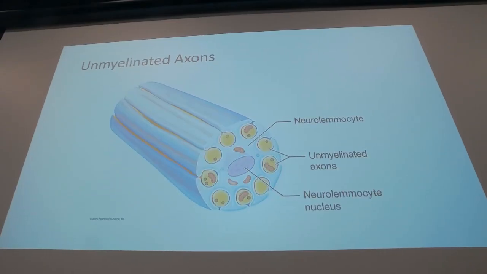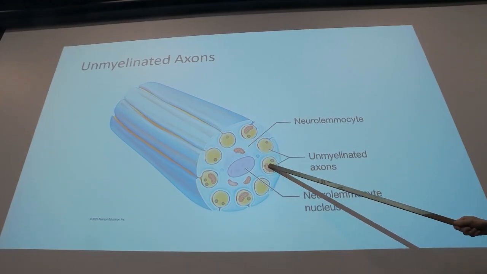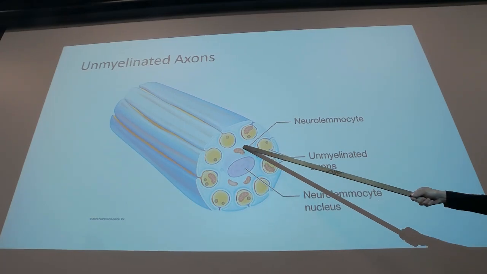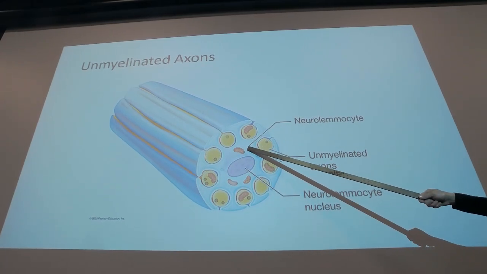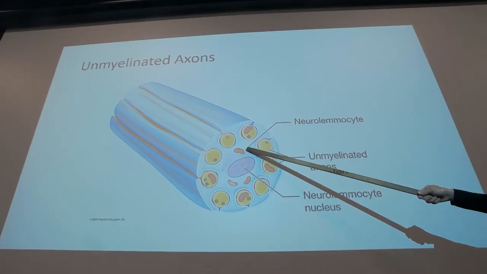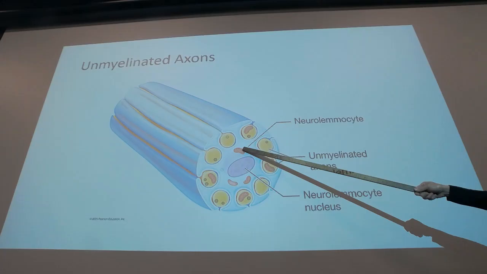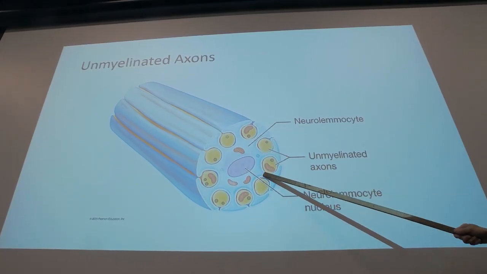This is another example of unmyelinated axons and myelinated axons. In this case, we have unmyelinated axons in here. And then here we have one of these cells of the peripheral nervous system, which will be a neurolemmocyte. But in this case, it's not myelinating these axons.